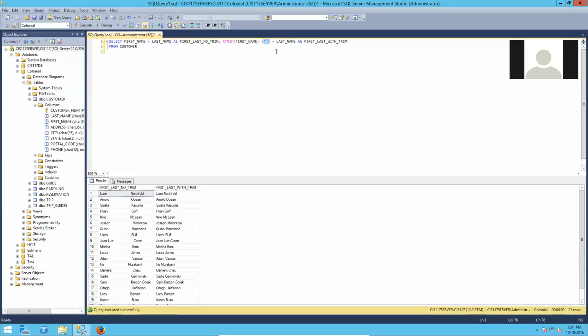The concatenation method if you're to use Oracle SQL is two pipes or vertical lines. So it's a little bit different for that, but just remember for Microsoft SQL that we use plus instead of those pipes. And that pretty much covers that.